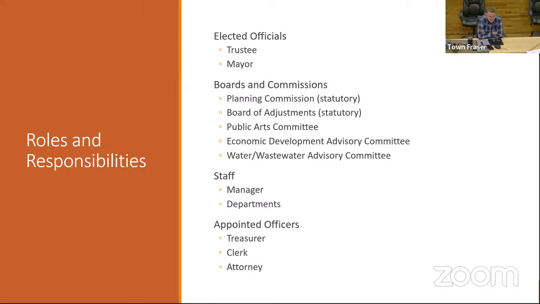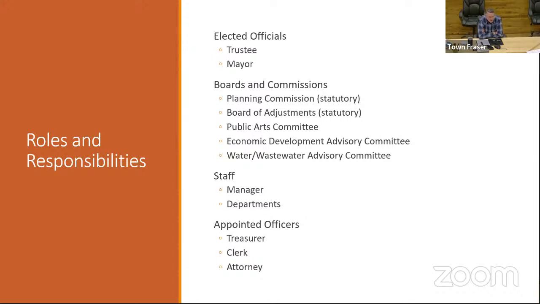Our trustees and our mayor are all elected at large. They serve a 4-year term. We have overlapping terms. In 2022, we have 3 trustee positions that are up for re-election. In 2024, we'll have 3 more trustees, plus the mayor's position will also be up for election.